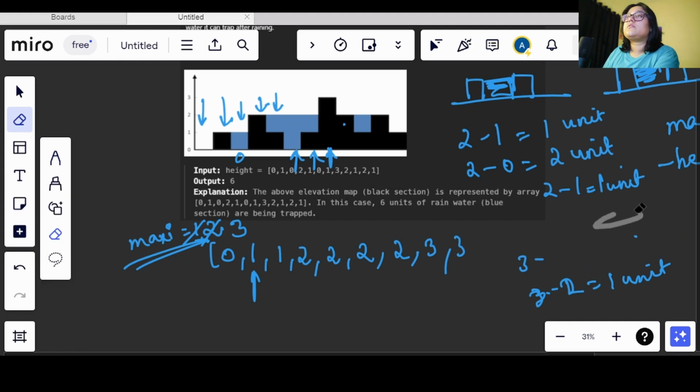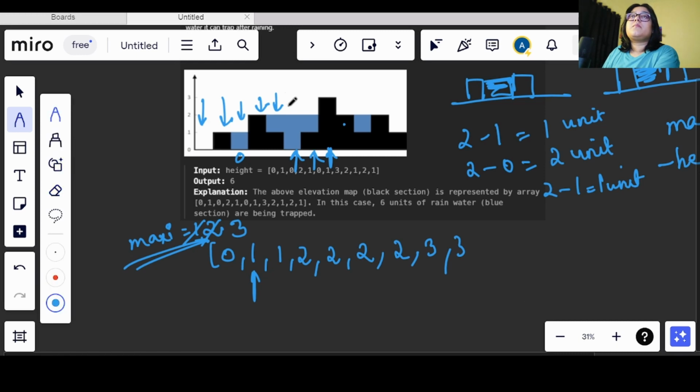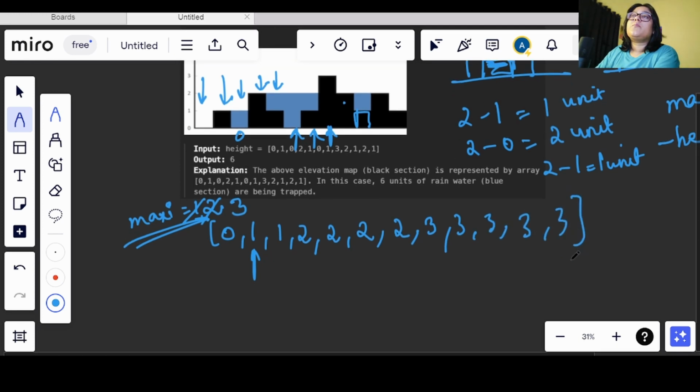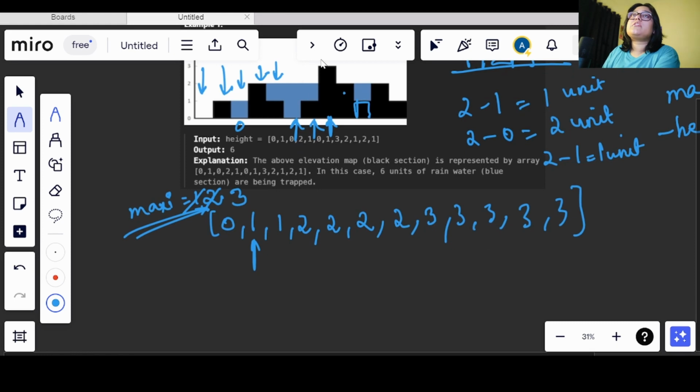Let's erase this. Now we have 1 here. Okay, so again we will get 3 here. In the same way we will get 3 again and 3 again, right? Because after this 3 we are not getting any value that is higher than that, right? So right now we have an array. Okay, this is array 1. We are storing the maxi from left to right.